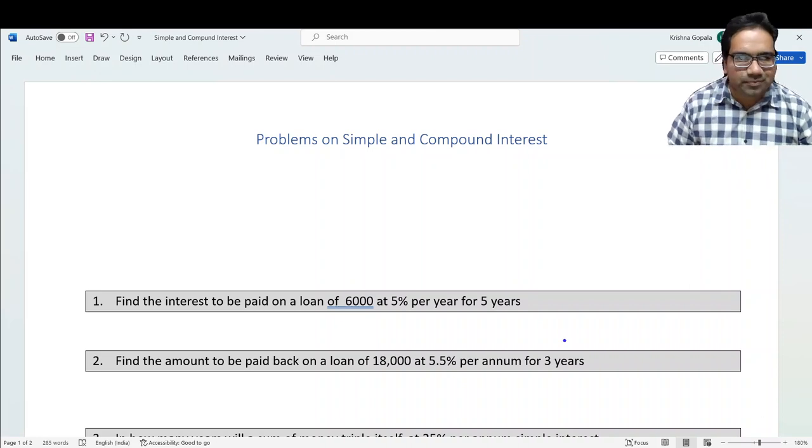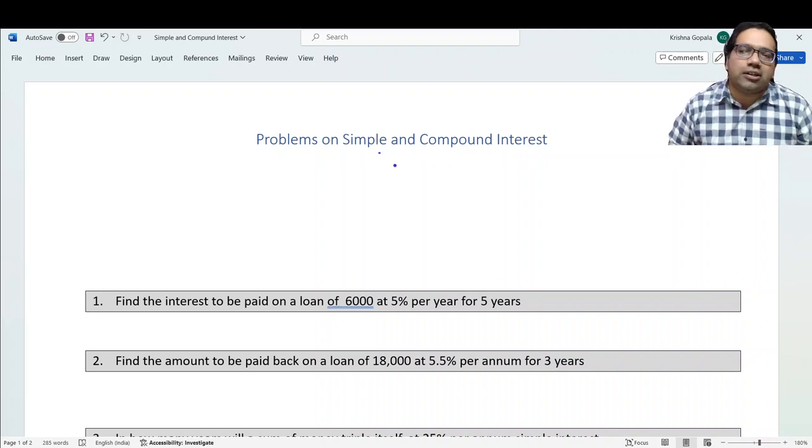Good evening, friends. In this class, we will understand the basics of simple and compound interest. There are two types of interest: one is simple interest, the other is compound interest. Broadly, with compound interest you have to pay more. Simple interest is slightly better than compound interest.